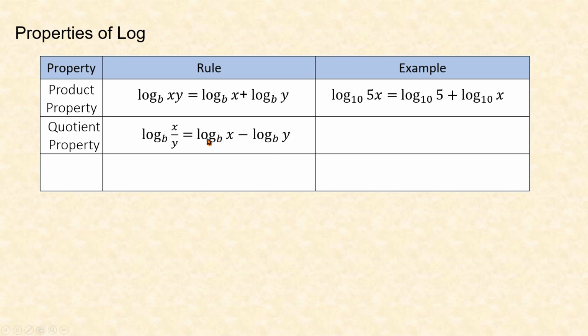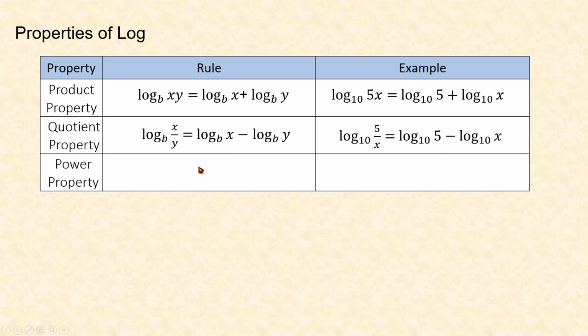Log base b of x, which is the exponent of b that gives you x, and the exponent of b that gives you y, you subtract them. Okay? So I have log base 10 of 5 over x is log base 10 of 5 minus log base 10 of x. You really want to write these down in your notes here. We're going to use them all the time.